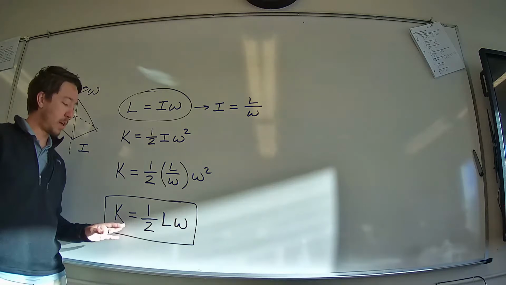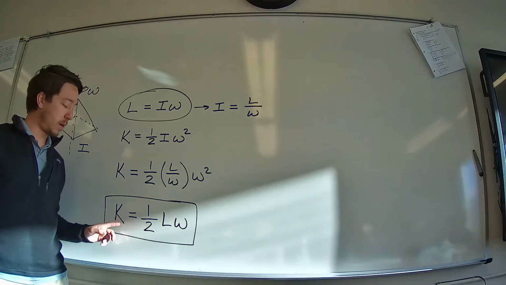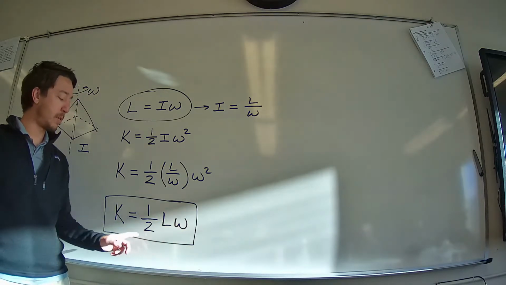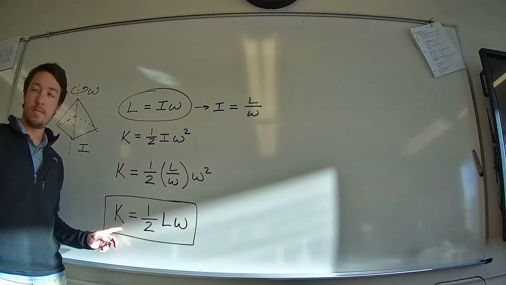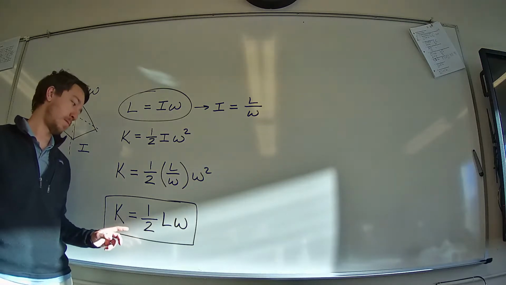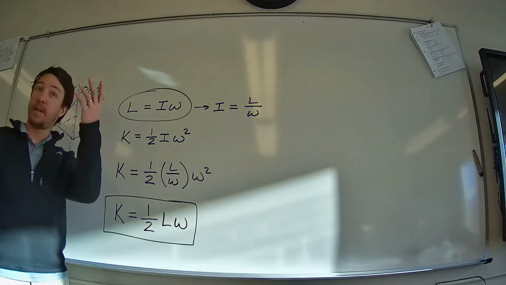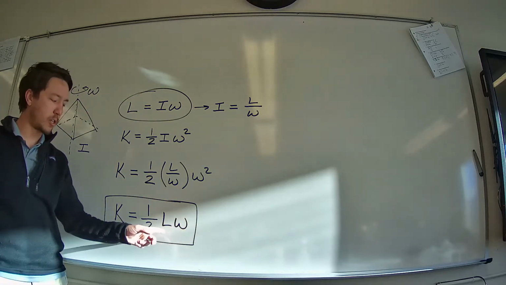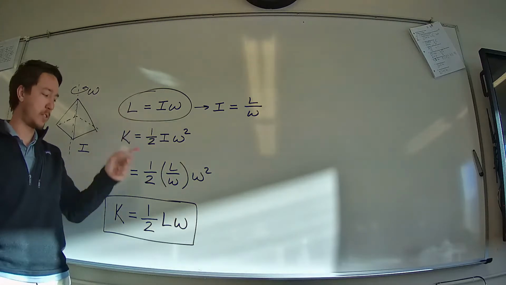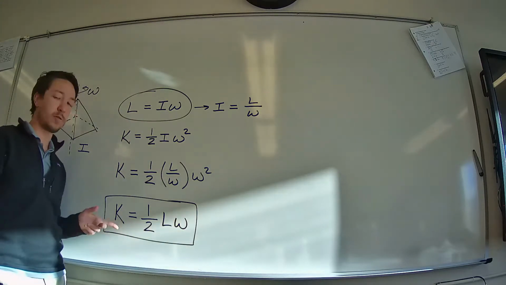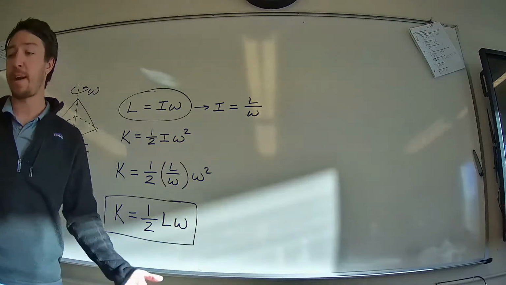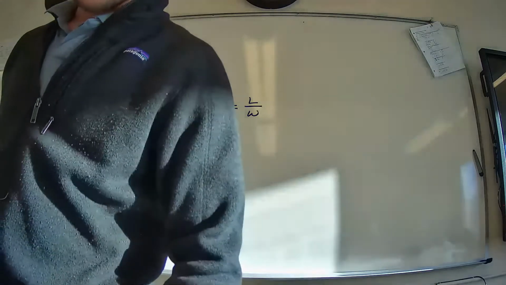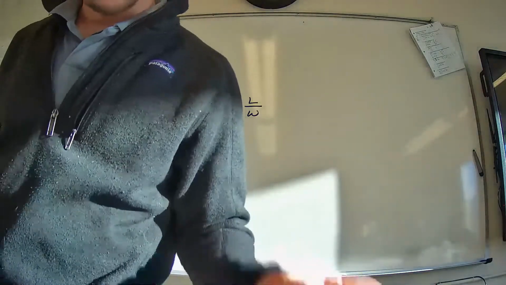Because you might look at this and go, well, according to this, if I doubled omega, I would double K. Why is that wrong? Because L also has an omega. Very good. Yeah, L depends on omega. So if you doubled omega, you'd also be doubling L. So you'd be doubling this and doubling this, so you'd be quadrupling K, which is the result we had a few minutes ago.